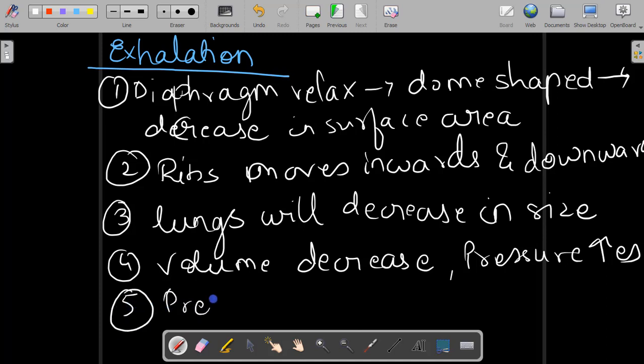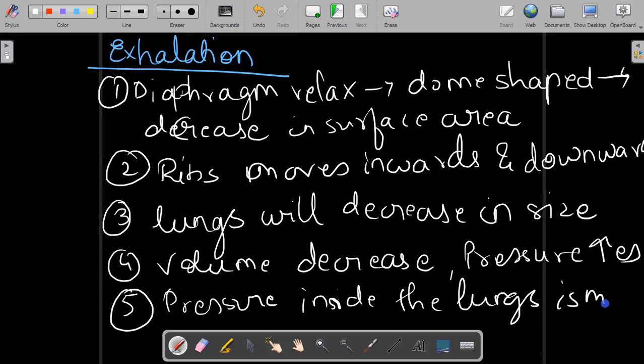And since pressure inside the lungs is more, air moves from high pressure to low pressure. So atmospheric pressure is less at this time, and hence air will be exhaled out. Carbon dioxide rich air will be exhaled out.